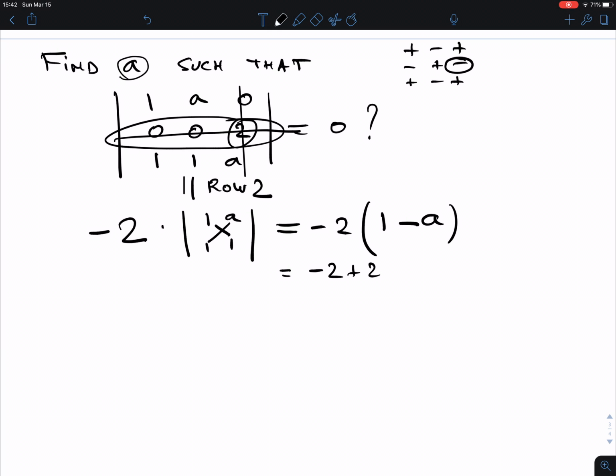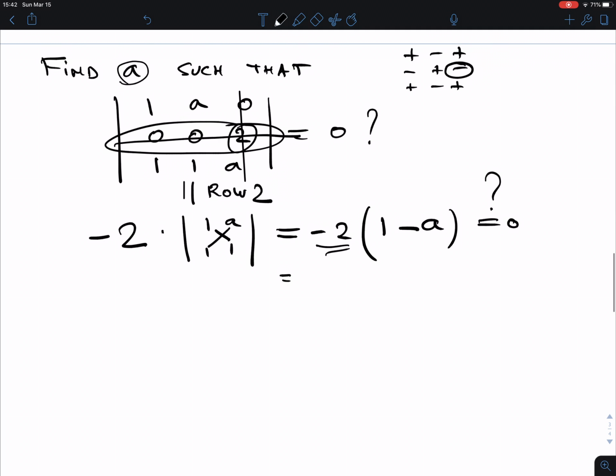Well, actually, it's better not to expand this, because remember the question was when is this 0? The product is 0 if one of the factors is 0. The 2 can never be 0, so it is clear that this is 0 if A is 1. Okay, so that's a homework problem that you will see.